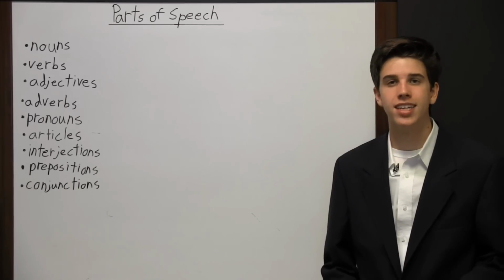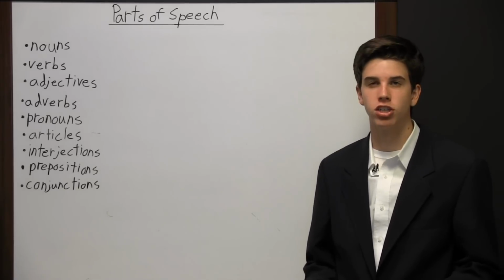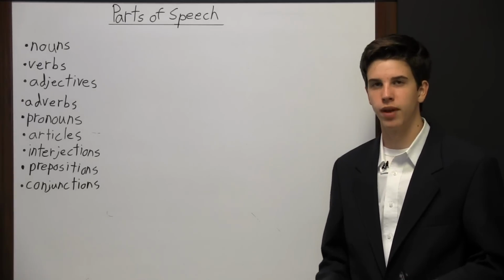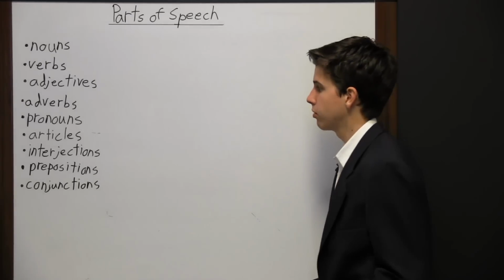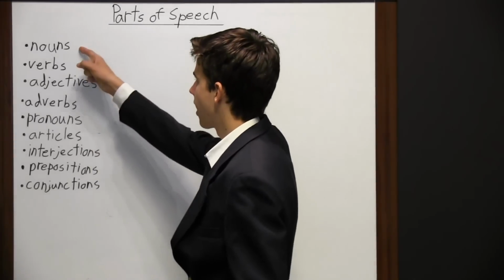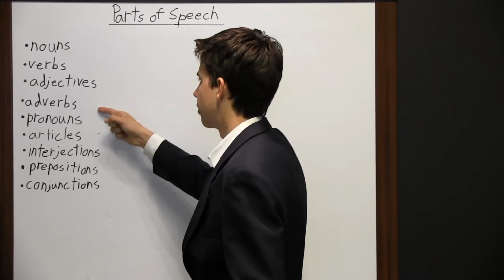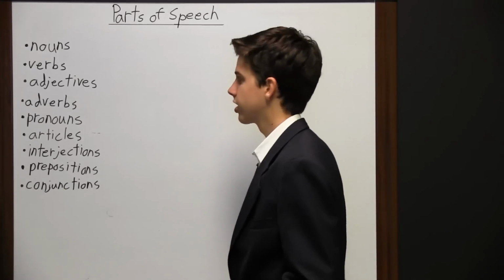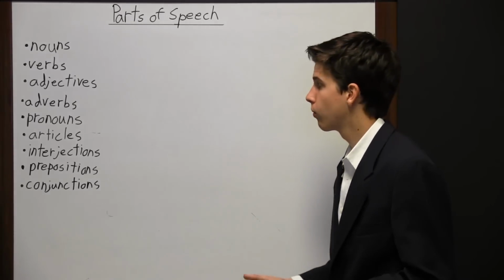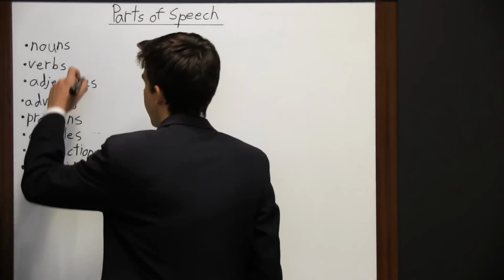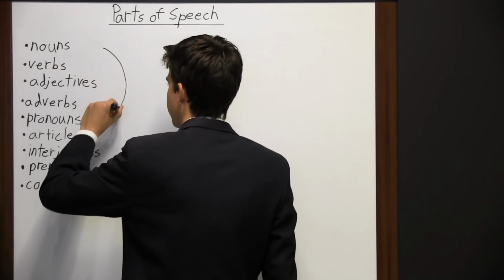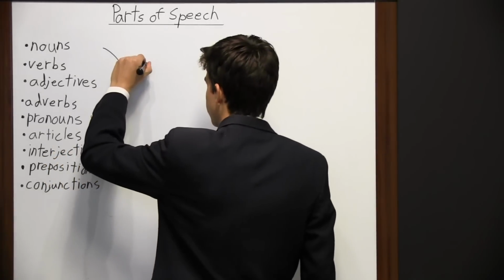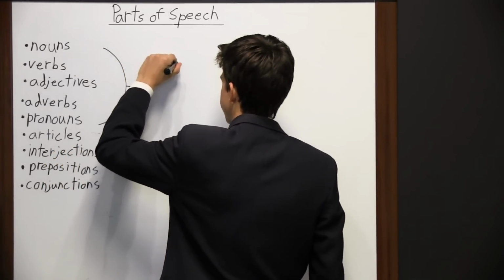The sentence is the basic unit of communication in English. Parts of speech identify the words which make up a sentence. So some examples of parts of speech are nouns, verbs, adjectives, adverbs, pronouns, articles, interjections, prepositions, and conjunctions. So one group of words that we have is nouns, verbs, adjectives, adverbs, and pronouns. Those words perform essential functions within a sentence.